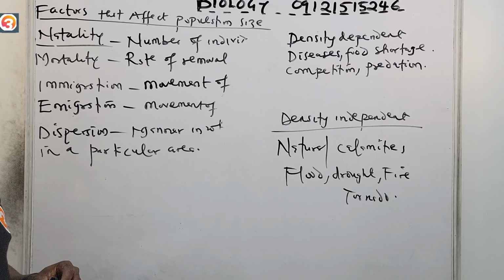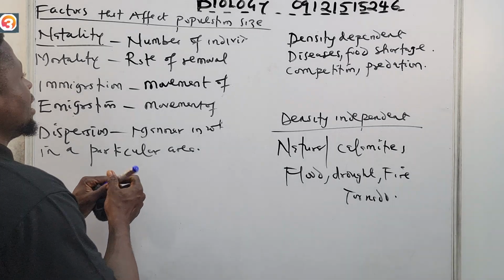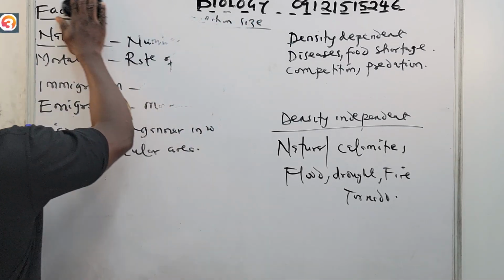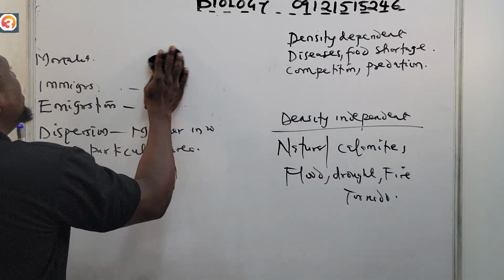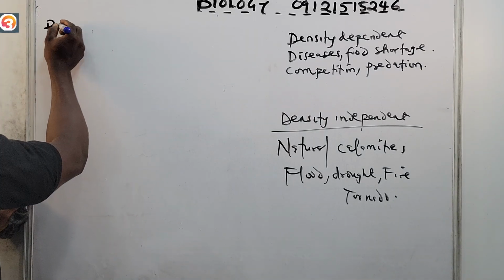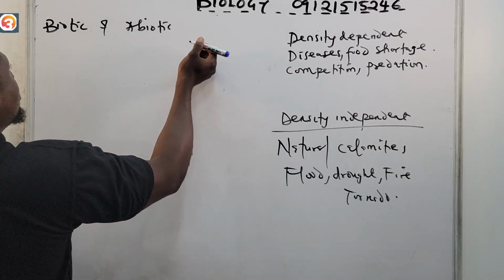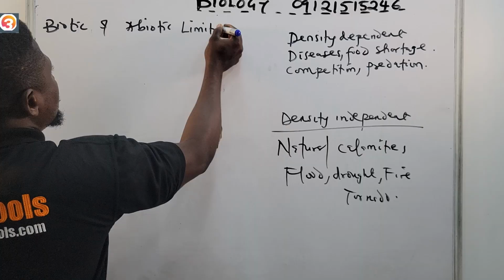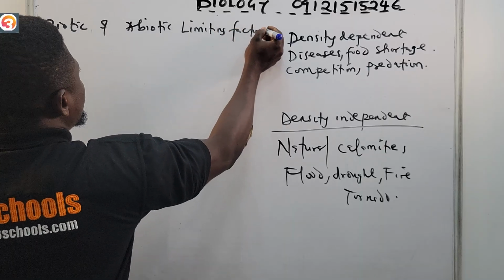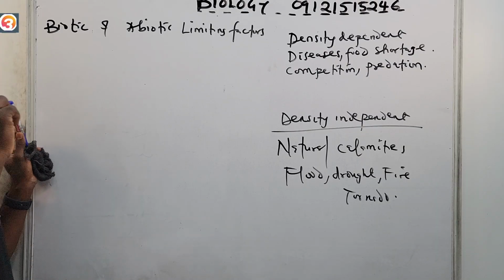And also the limiting factors can be broken down into biotic and abiotic limiting factors. Let me take this down. So we have biotic and abiotic limiting factors. We're talking about biotic and abiotic limiting factors to population growth.